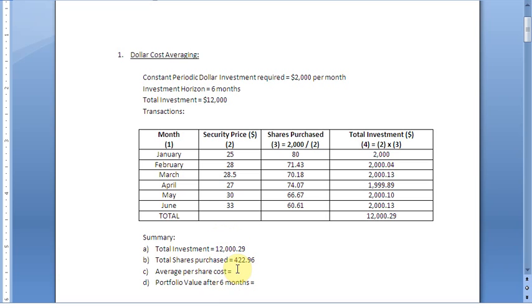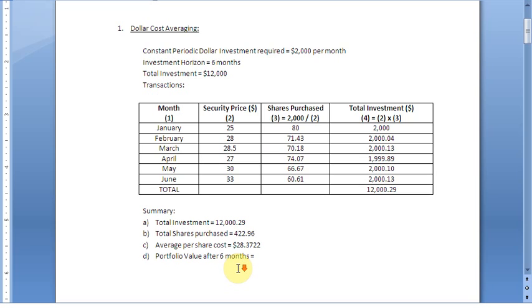The next thing I'm going to write down here for you is the average per share cost or average per security cost, which I'm going to simply derive by dividing this number 12,000.29 by 422.96. When I do that, I'm going to get 28.3722. So this is over a period of 6 months my average cost of buying the securities.